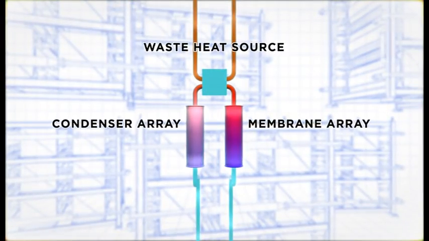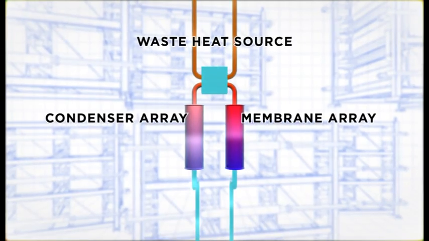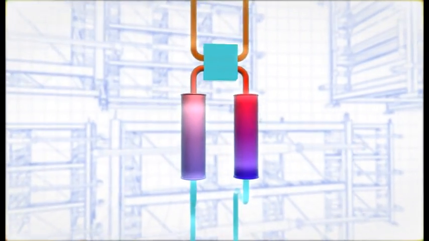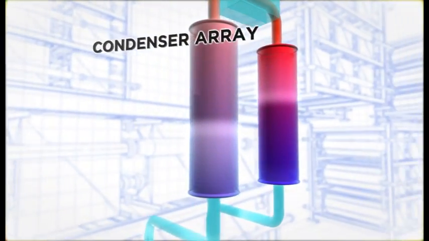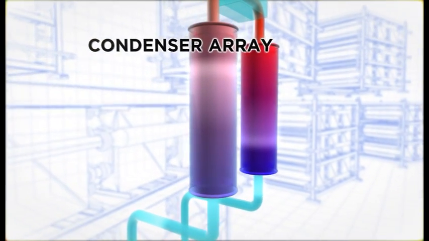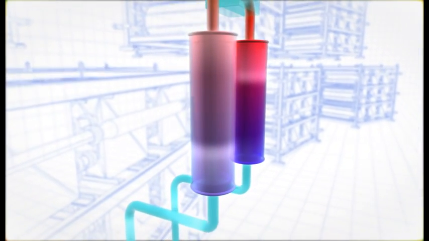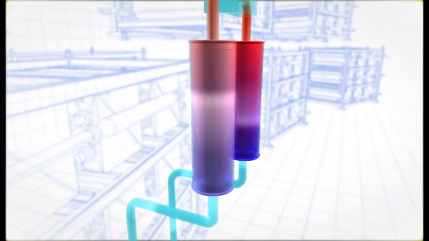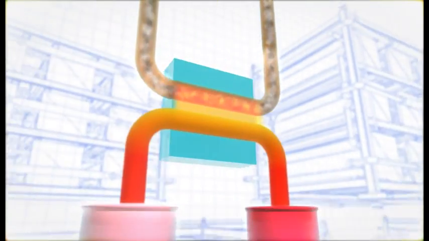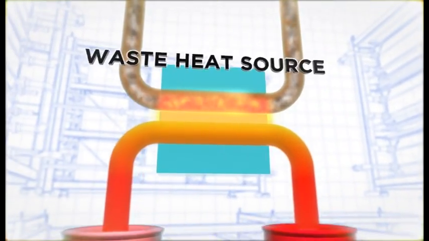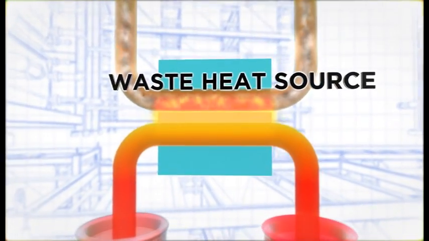The heart of Memstil comprises units of condenser and membrane arrays placed parallel to one another. As seawater flows up from the bottom of the condenser array, it absorbs heat from the membrane array and progressively heats up. At the top of the condenser array, the temperature of the seawater is raised with waste heat before it flows into the membrane array.